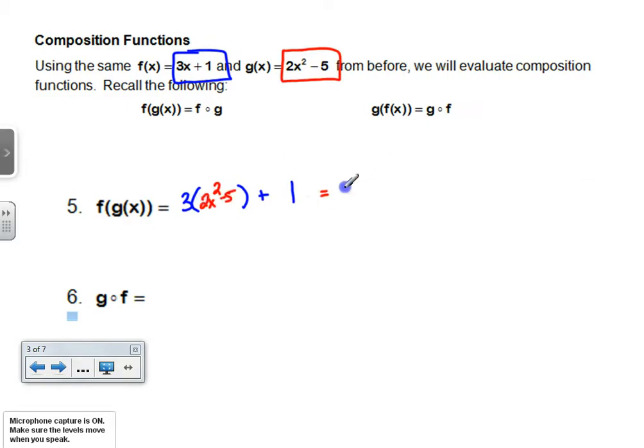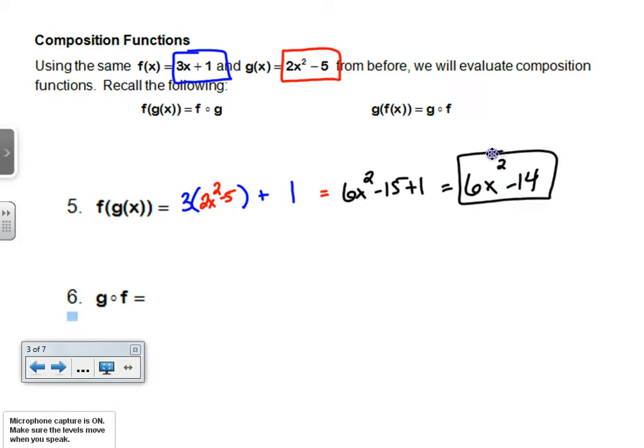So that gives me 6x squared minus 15. There's still a plus 1 off to the side. When I simplify that all the way, I get 6x squared minus 14. And I think they still want us to give domain, so since it's a polynomial, the domain is still negative infinity to infinity.